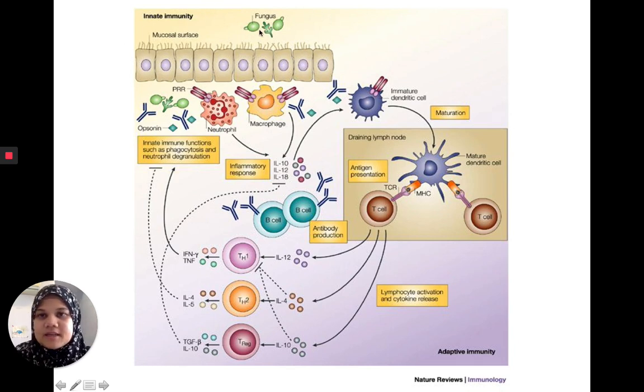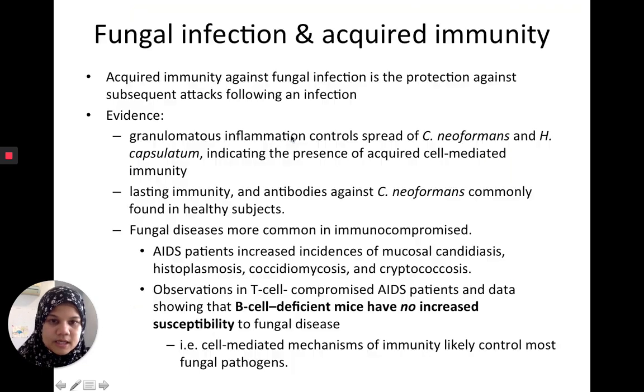You mainly will have the innate immune system protecting you against fungal infections, but it does also stimulate your Th1 and Th2 responses and also antibody responses. But what they found is that the B cells or the antibody response plays very little role in protecting you against fungal infection. In AIDS patients and in experimental animals, if the animal doesn't have B cells, they're not any more susceptible to fungal disease, meaning it's not so important to have B cells to prevent the fungal disease. So it's mostly cell-mediated.